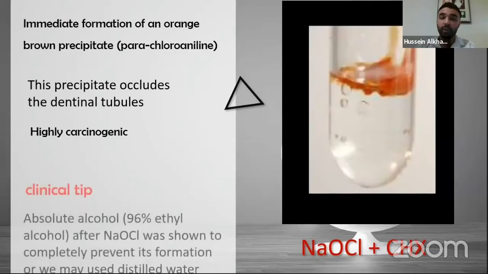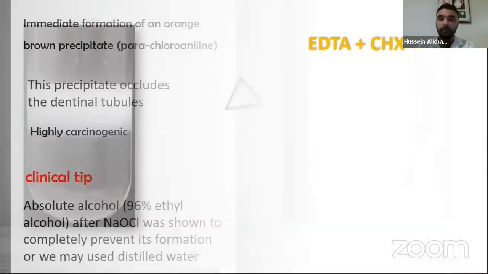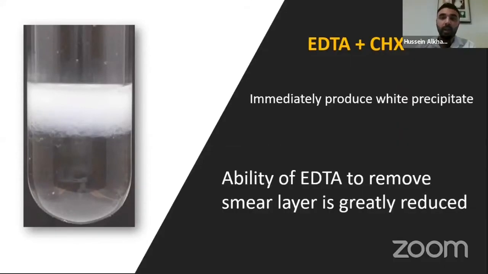In order to avoid and overcome this interaction, we should thoroughly and perfectly remove sodium hypochlorite particles by using distilled water, normal saline, or even ethyl alcohol 96%, which showed good efficiency in removing sodium hypochlorite particles and a lower rate of formation of such a precipitate. Another interaction happens between EDTA and chlorhexidine. This interaction will form a white precipitate that reduces the ability of EDTA to remove the smear layer.